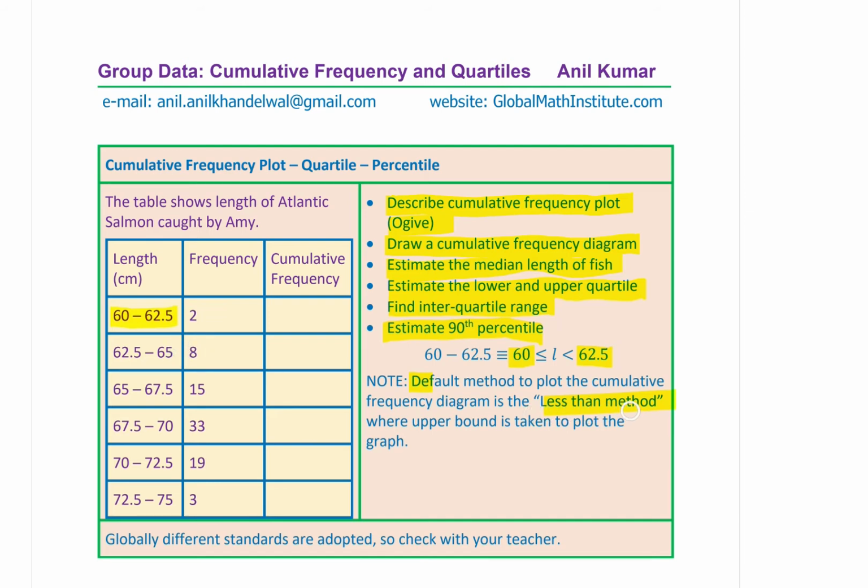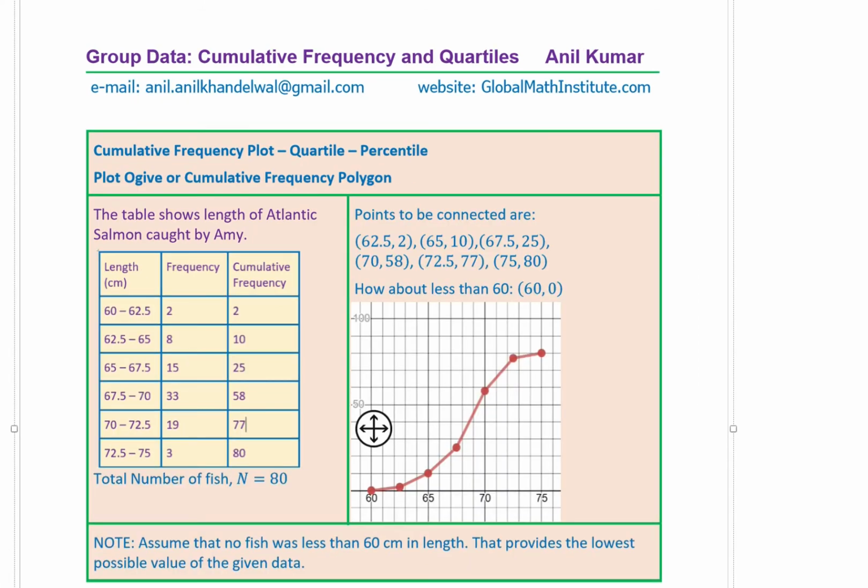So when you use the less than method, we are working with the upper bound. When we make a cumulative frequency diagram, we are always working with the upper bound when using a less than criteria, right? So globally, different standards are adopted. You should check with your teacher what is actually expected from you. Let's continue with this question and understand how we actually plot a cumulative frequency diagram.